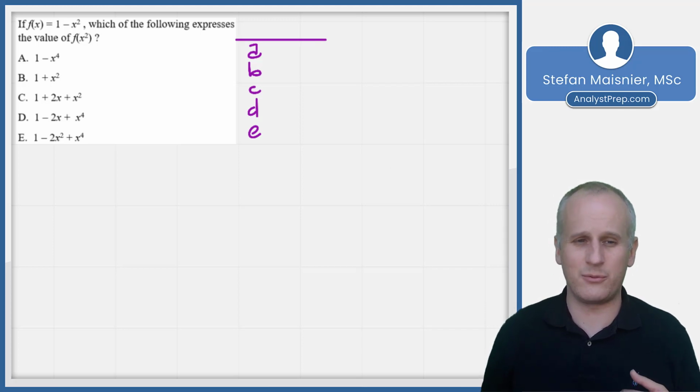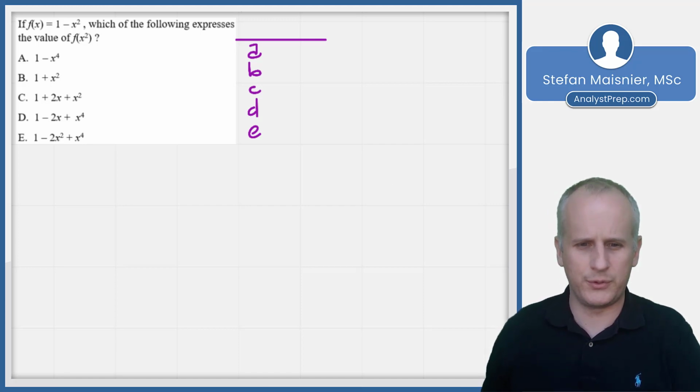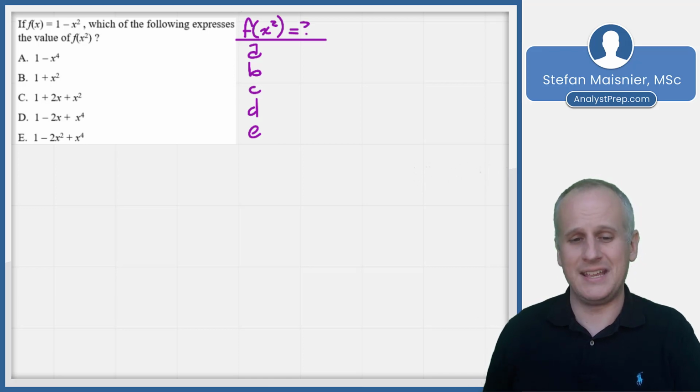In this case, I've got relatively complex expressions. I'm not going to write those out as part of my process. But we see what we're being asked for if we skip to the end. We're being asked for the value of f of x squared. Now, as I mentioned, in general, it's best to set up the technical approach first.